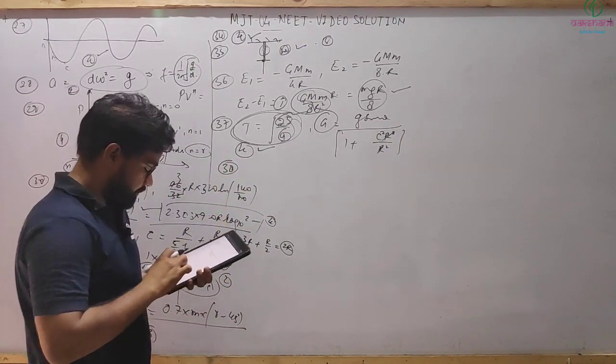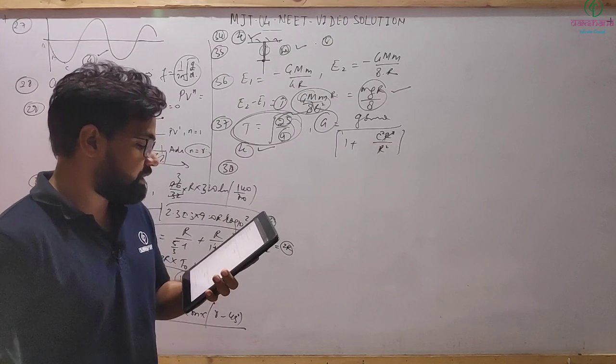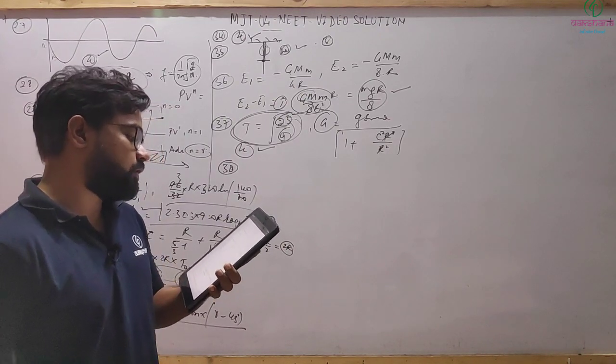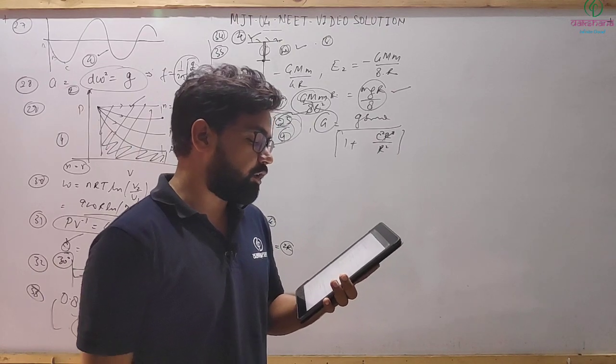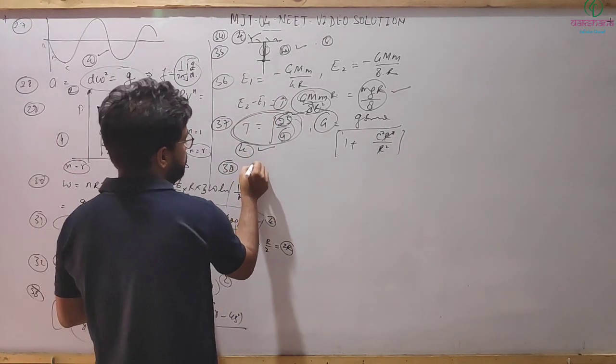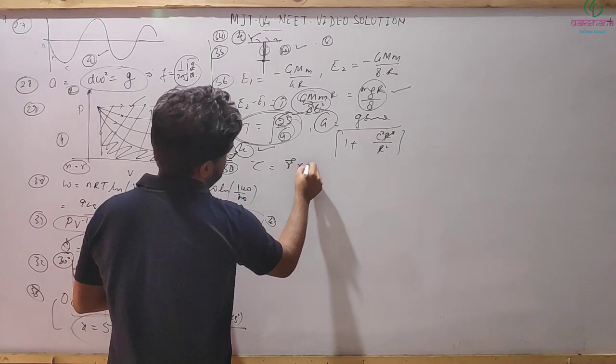Question number 38. A force of 7 i cap plus 3 j cap minus 5 k cap acts on a particle whose position vector is i cap minus j cap plus k cap. What is the torque of the given force about the origin? So torque is equal to simply r bar cross F bar.